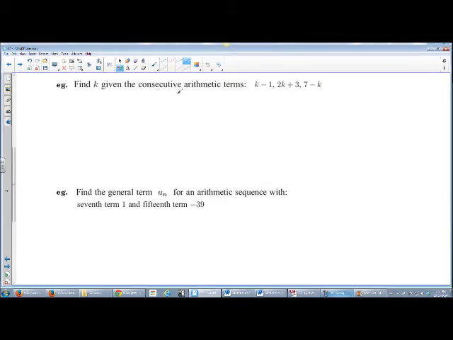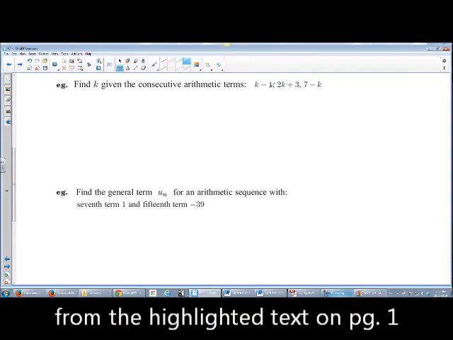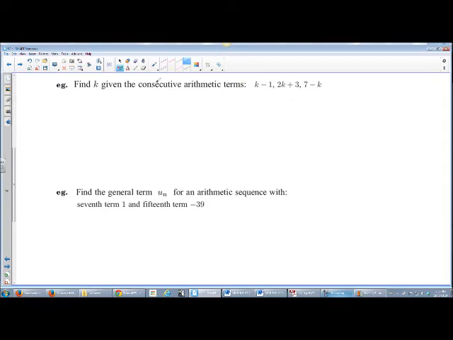Find k given the consecutive arithmetic terms. So we've got k minus 1, 2k plus 3, and 7 minus k. Now on the first page we talked about how, with 3 consecutive terms in an arithmetic sequence, the middle one is the average of the first and third. If that's the case, then we want to find k given all that. So we know that k minus 1 plus 7 minus k, divided by 2, equals 2k plus 3.